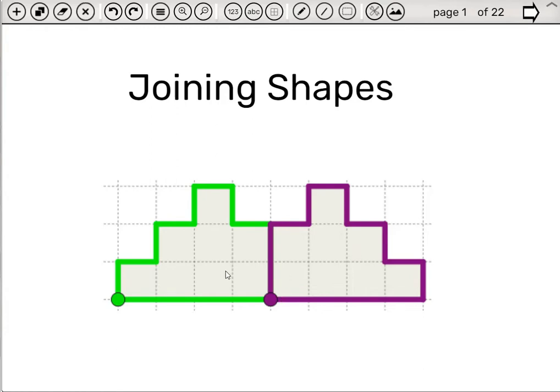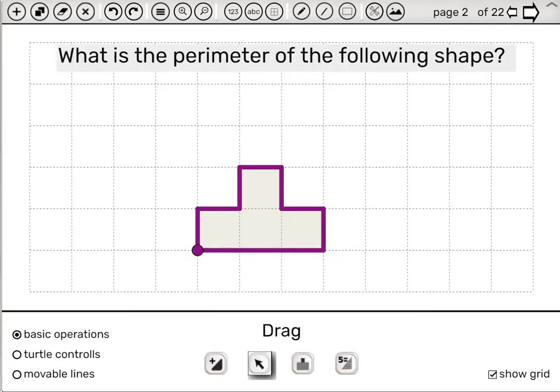The goal is to promote a deeper understanding of the topic of perimeters and to develop more flexible thinking in general. Let's move on to our first shape. Ask the students, what is the perimeter of the shape? We can introduce the term unit length here, the length of the side of a square from the grid. After they give their answers, we can check.